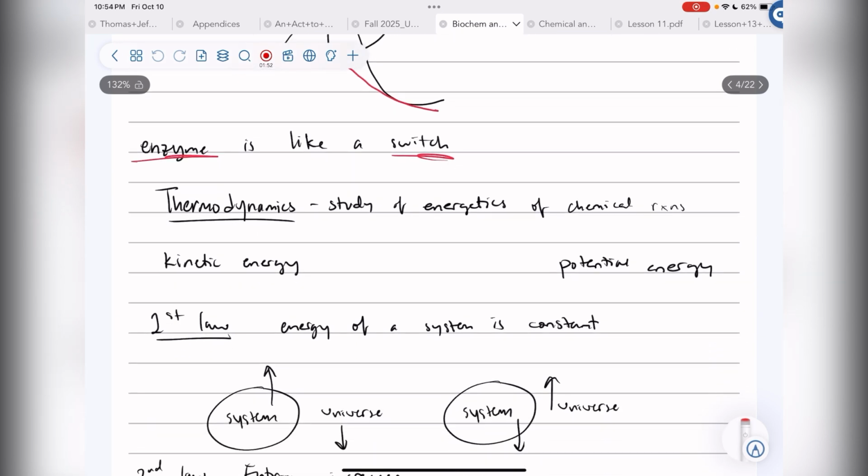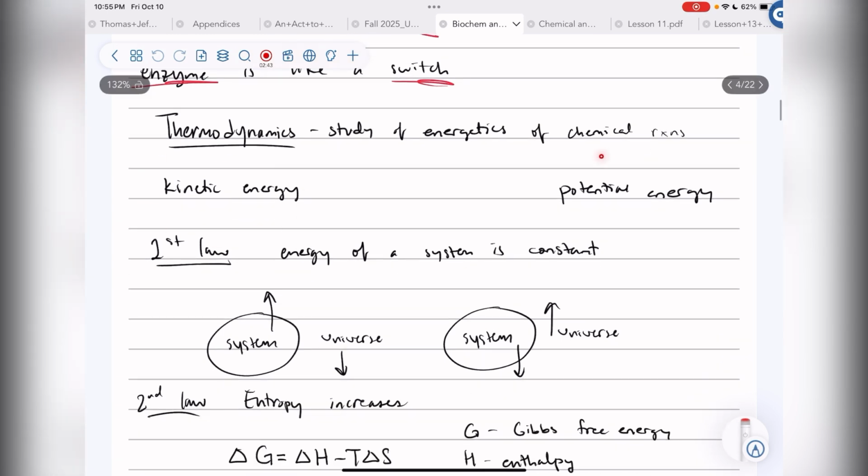So thermodynamics is the study of energetics of chemical reactions. It's the part where you learn about the Gibbs free energy. Thermodynamics includes, I think, enthalpy. That's where the thermo comes from, like the exothermic, endothermic, that kind of thing. Kinetics is something different. We'll get there. Thermodynamics has nothing to do with how fast the reaction goes. That's kinetics. Thermodynamics has to do with whether it's spontaneous, whether the products are at a lower free energy than the reactants. So there's kinetic energy, potential energy.